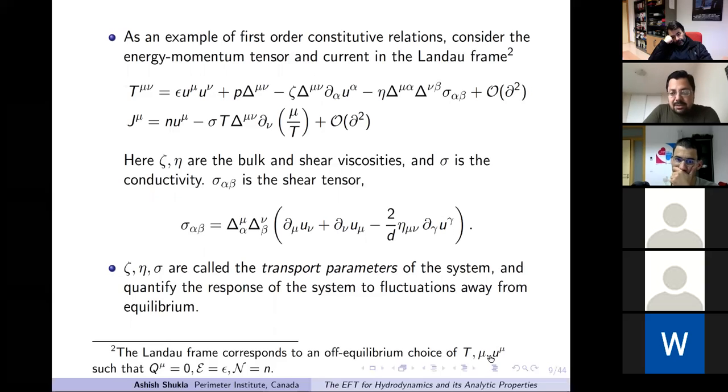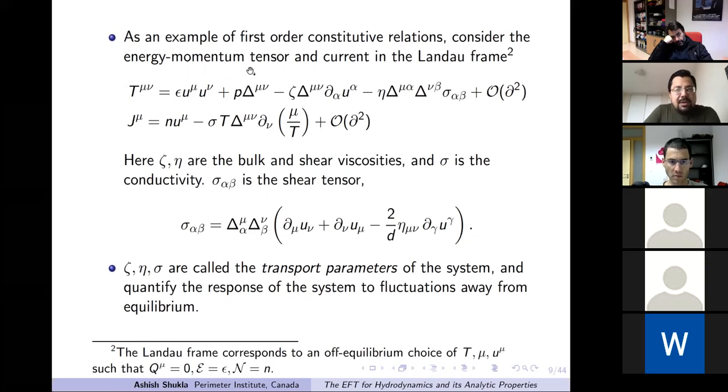Note that there are two scalar degrees of freedom in reparametrizing T and μ, which I have essentially used to fix capital E to epsilon and capital N to the charge density n, the equilibrium value. And the one vector degree of freedom in u^μ, I have essentially chosen to fix Q^μ to be equal to 0. That being said, the constitutive relations look like these first two equations in the Landau frame.